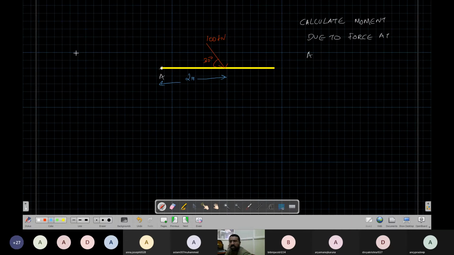So this can be calculated in multiple ways, but mainly in 2 ways. Any ideas how to calculate this? Components. Yeah. Okay, so one idea is taking components. Taking components means I can change this force into two forces. I will just draw the components also.